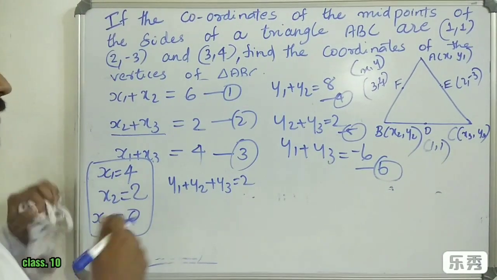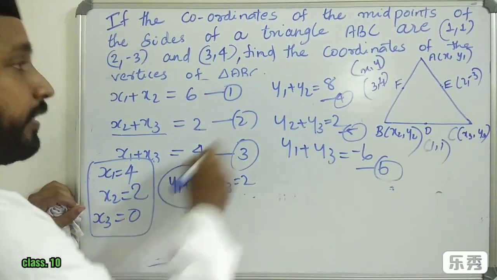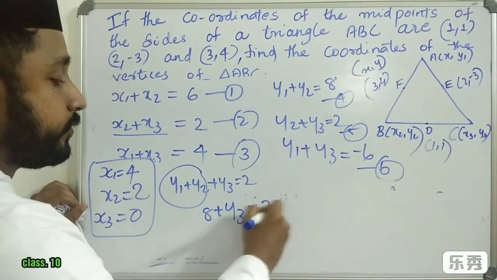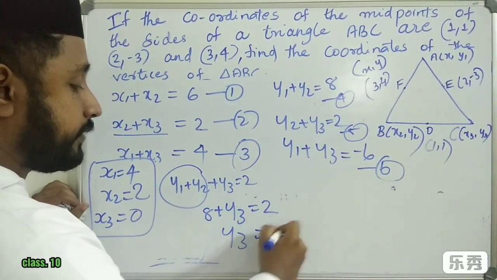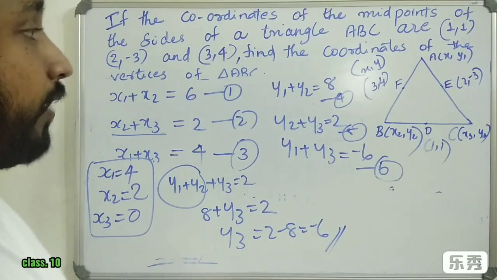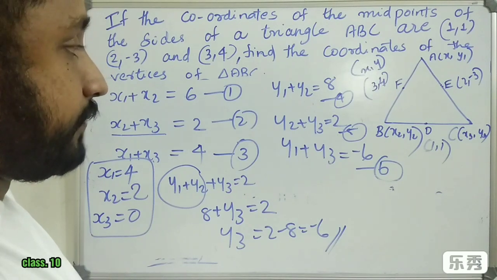Now we know the value of y1 plus y2. y1 plus y2 is 8. So 8 plus y3 is equal to 2. y3 is equal to 2 minus 8, which is minus 6.